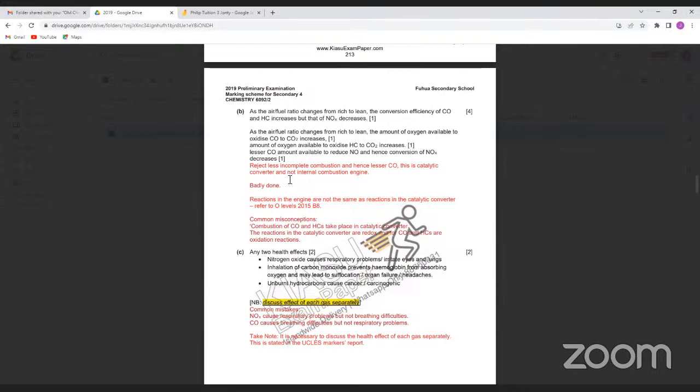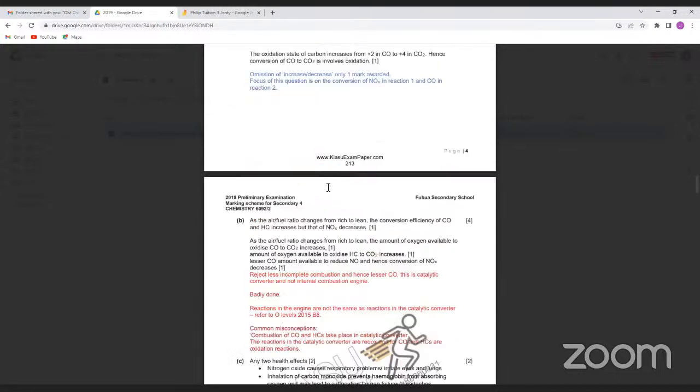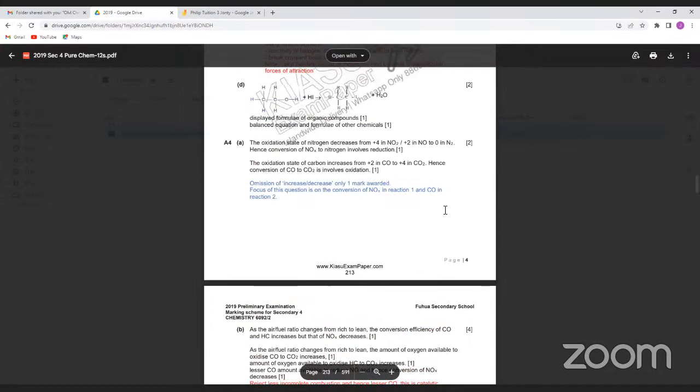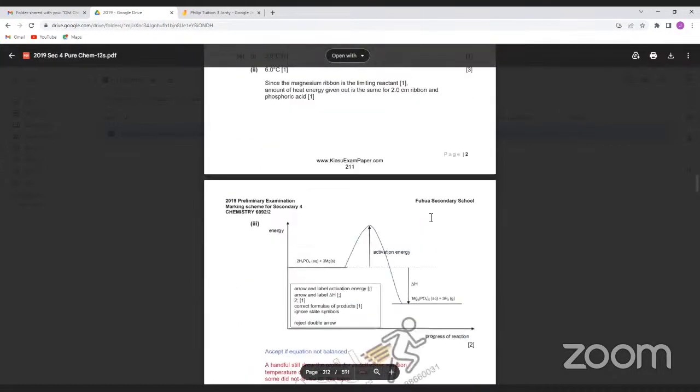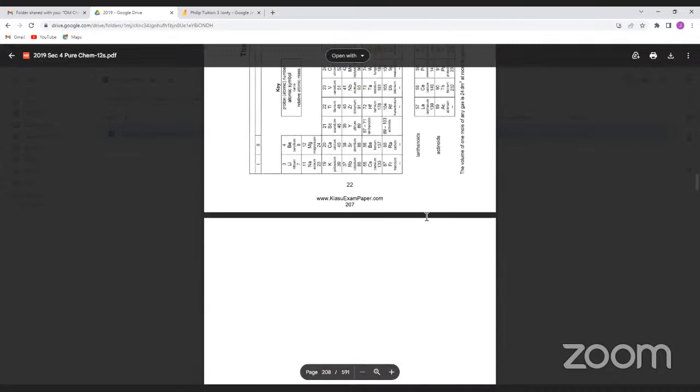How come the question is different? How come it's 4 marks? That's a bit weird. The first one is oxidation state, that is correct. But how come B is 4 marks? Just now was it 4 marks? No, it was 2, I think. Let's check it out.